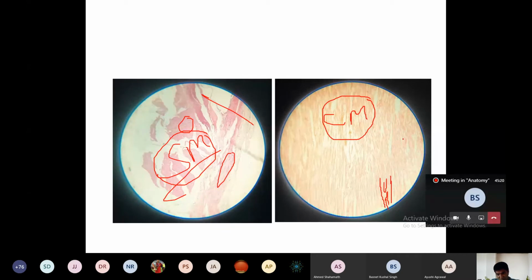Intercalated discs are not visible, but somewhere I am locating them. See, these all are the intercalated discs. Again, this also you can write, and the nucleus will be centrally placed. This also you can write, and it is present in the heart, the myocardium of the heart.